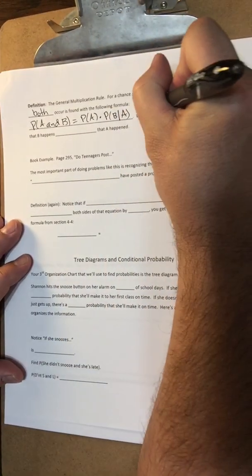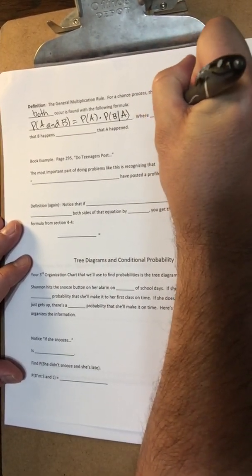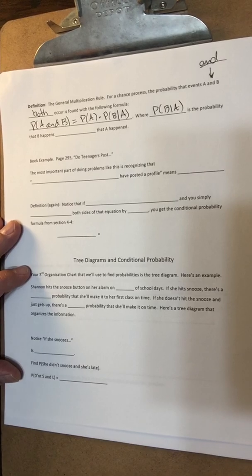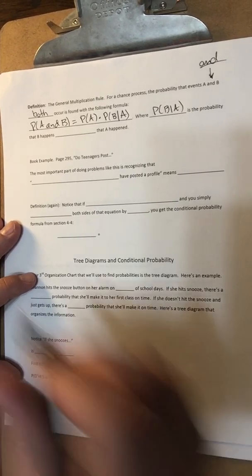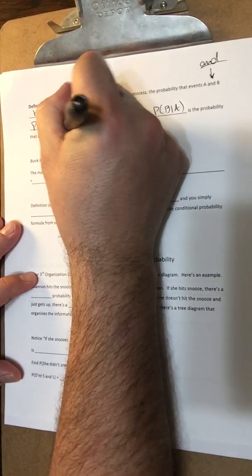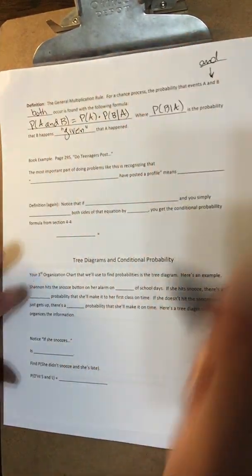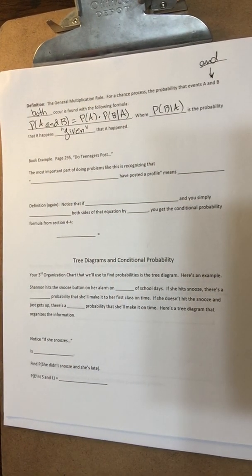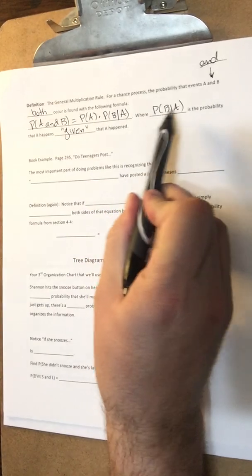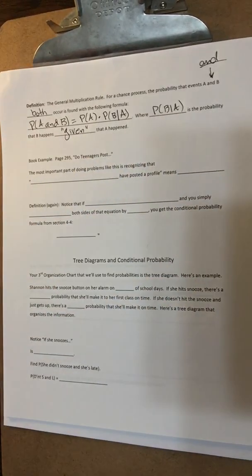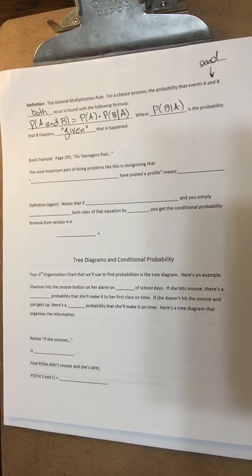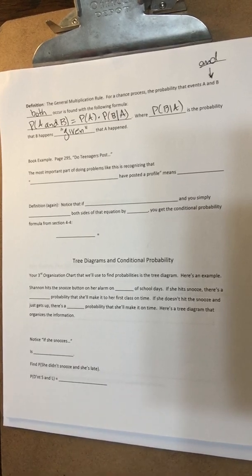Okay, where probability of B given A, with this little vertical line in it, is the probability that B happens given that A happened. It's a condition. This is called a conditional probability right here because I'm giving you some kind of condition. You know something happened. So how do the odds change?